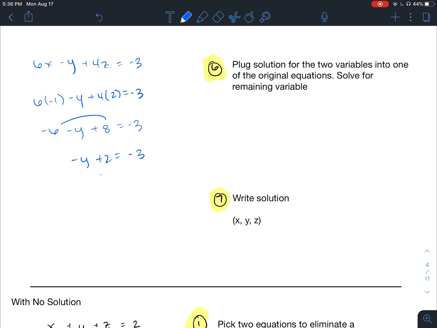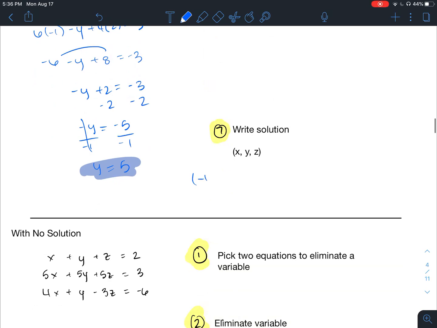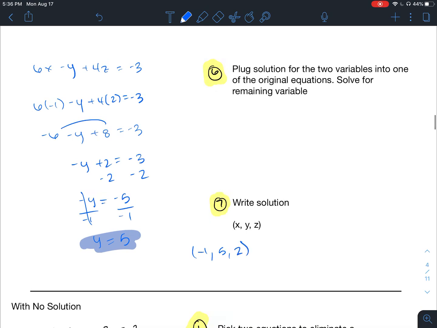Let's go ahead and subtract 2, negative y is equal to negative 5. And then divide by negative 1, or you can multiply by negative 1. That's going to make our y positive and change the sign on our 5. So y is equal to 5. And there we have it. We have found the solution to this. So we had x, which was equal to negative 1, y, which was 5, and z, which was 2. And that is the point where three planes will intersect.